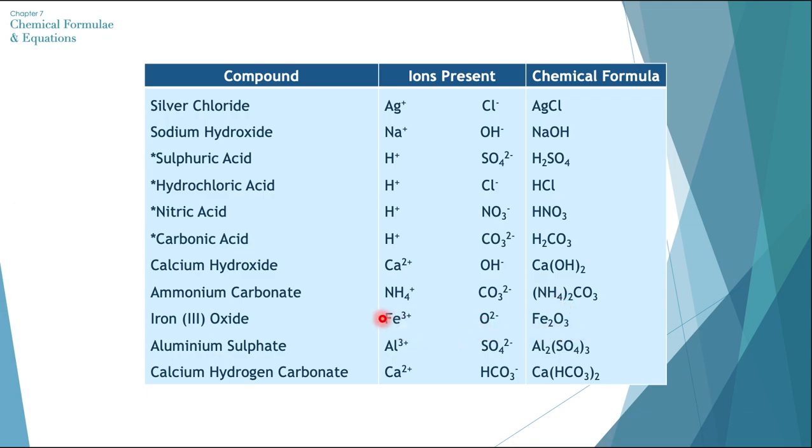This usually happens in compounds in which one ion has a valency of 3. Another type of compound is aluminium sulfate, because in this we have aluminium, which also has a valency of 3 positive, but sulfate has a valency of 2 negative.